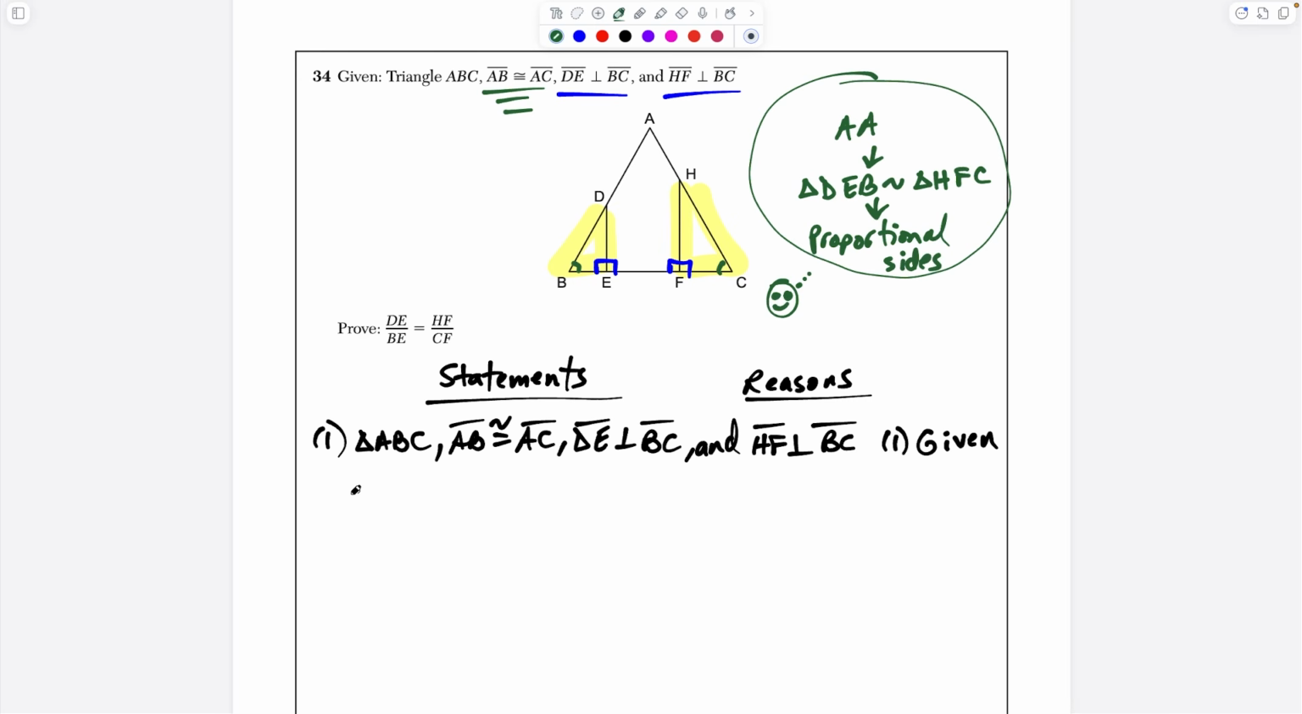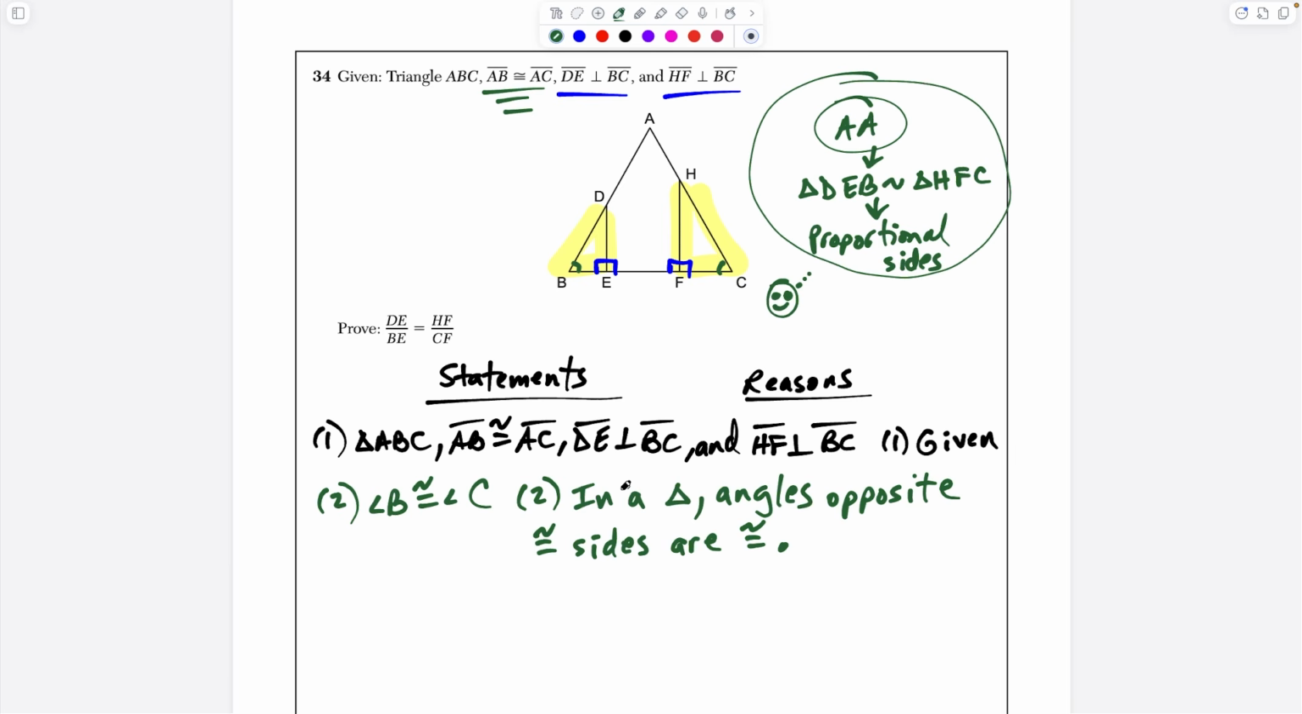So now that we have the givens established, we can move on to the strategy we have here. We want to establish angle. So what we need to say is we have two pairs of congruent angles. So let's start off here saying angle B is congruent to angle C. Well, how do we know this is true? Well, for our reason, we could say in a triangle, angles opposite congruent sides are congruent.